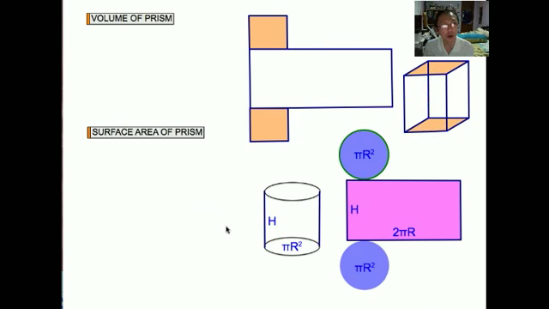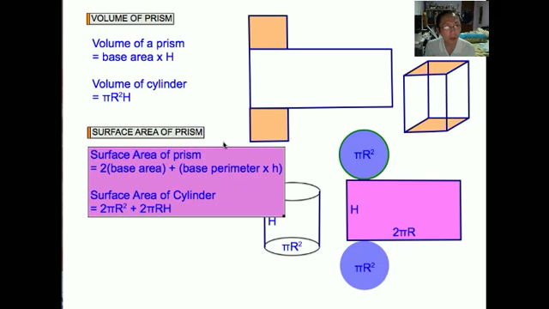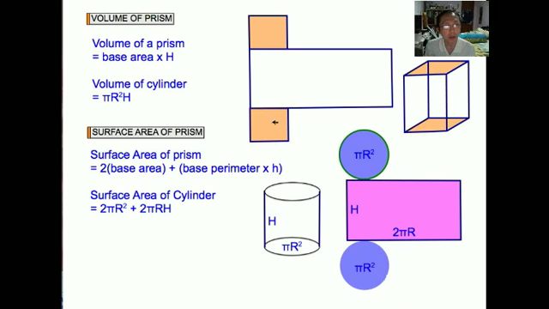We also need to take a look at the volume of a prism, which is simply base area times the height. And if it is a cylinder, then the base area is pi r squared times the height of the cylinder. The surface area of a prism is simply 2 base area plus the perimeter of the base area times the height. And for a cylinder, 2 base area is 2 pi r squared, and the curved surface area is found by taking the base perimeter, which is 2 pi r, times the height.